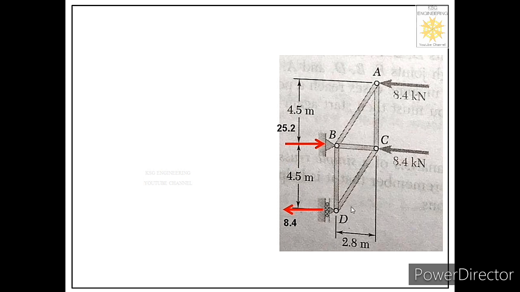So let us observe joint D. At joint D, we have one reaction and we have calculated the value of that reaction. And to joint D, there are 2 members connected and in these 2 members, forces are unknown to us. So at joint D, maximum unknowns are 2 only. It means we can start with joint D. So let us start with joint D.